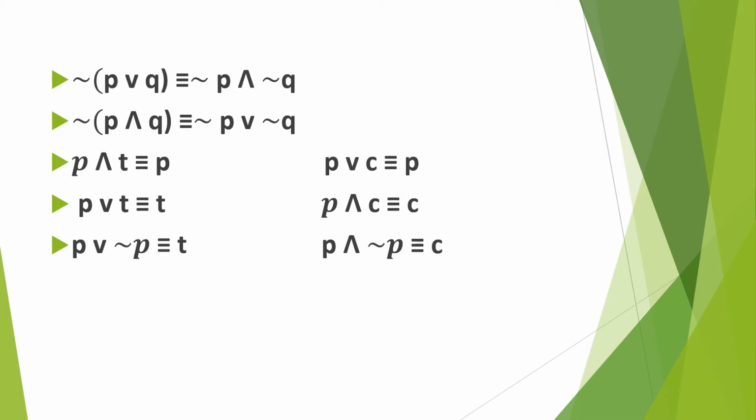Next rule is P or negation P is tautology. See, for P if it is true then P or negation P is true, and if P is false then negation P is true, so again P or negation P will be true, so that's why it is tautology. And the other part is the dual of it, that is P and negation P is contradiction. Next rule is known as absorption law, that is P or (P and Q) is logically equivalent to P.